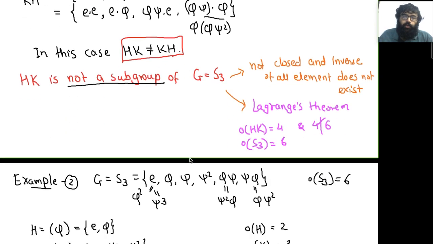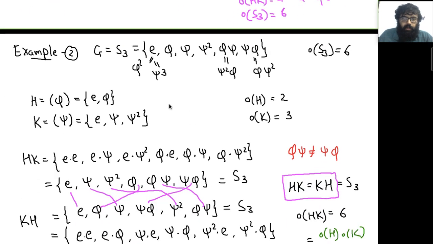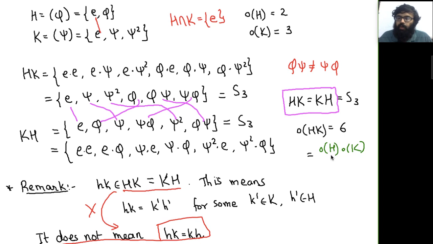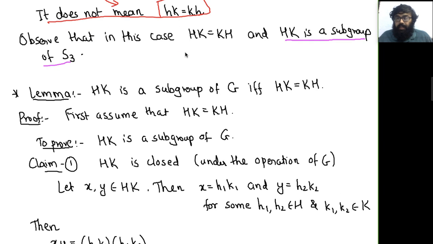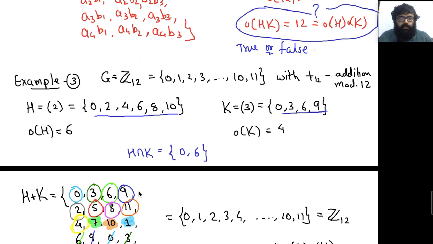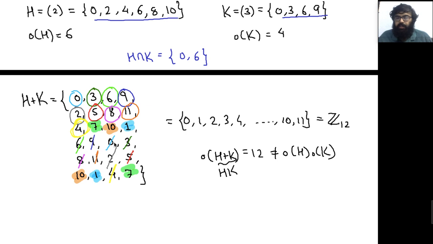Example number 2. What is H intersection K here? Again, of course, the identity will always be there. There is at least one element, and no other element. Psi square here, there is phi here, so there is no other element. That means here also it is 1. So what we got is order of HK equals order of H times order of K. But we are actually dividing by 1 because here it is 1. But in the last example, the third example, we have seen that H intersection K has order 2, and that is why every element is appearing twice.